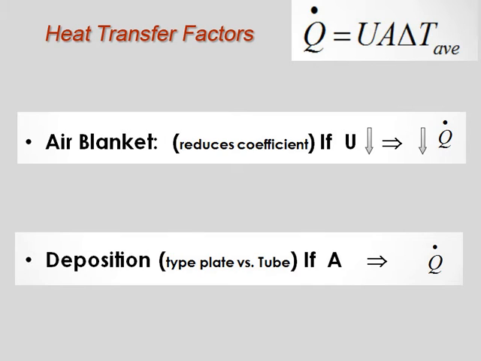Another factor is the type of heat exchanger. We said that for the size, a plate type heat exchanger has more surface area for the heat transfer. If the area increases and U and delta T remain the same, then the heat transfer rate will increase.